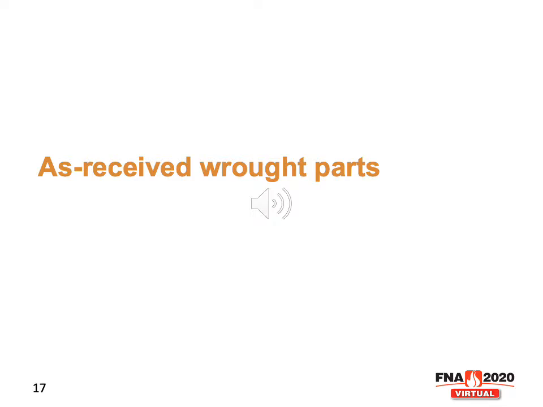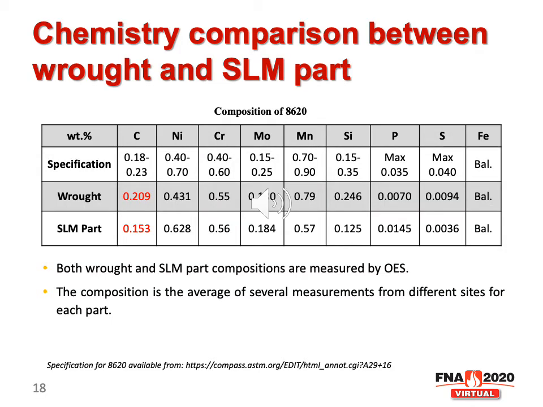However, some pores are found in the selective laser melted part. Based on the ImageJ analysis, the area fraction of the pores is about 0.2%. It's not too much. So in the following slides, we are going to talk about the characterization of as received wrought parts. In this slide, the chemistry of the wrought part is compared with the selective laser melted part.